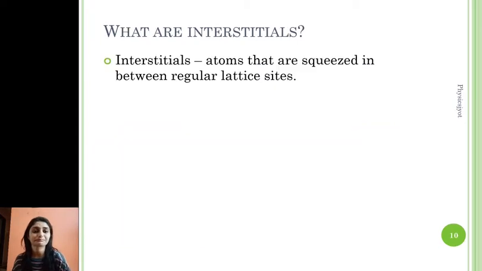Okay. Now, what are interstitials? Interstitials are basically atoms that are squeezed in between regular lattice sites. Interstitials क्या है? Suppose there is a regular arrangement of atoms in a solid. In between कोई atom घुस गया. That is called an interstitial.